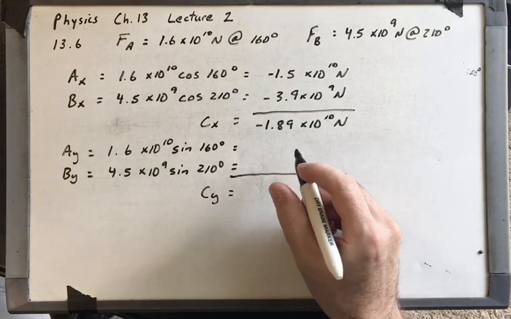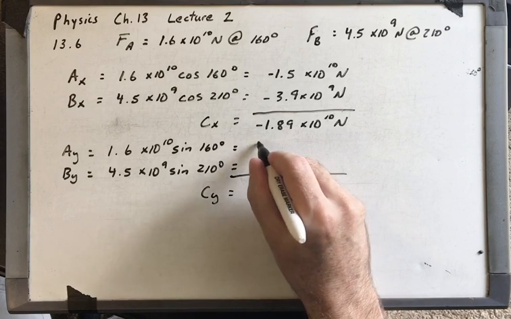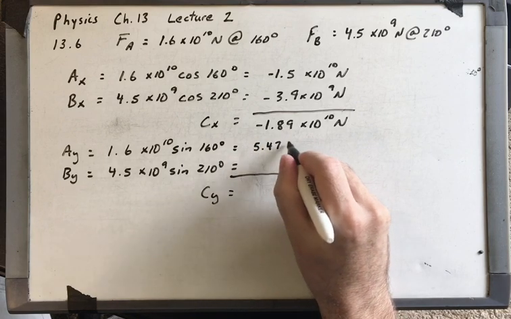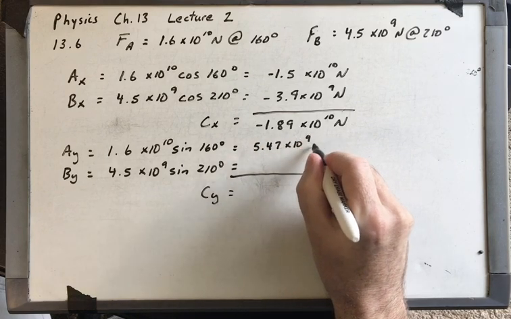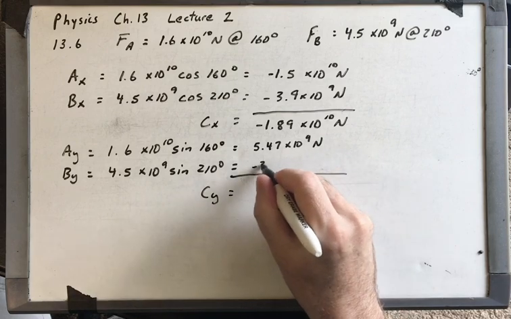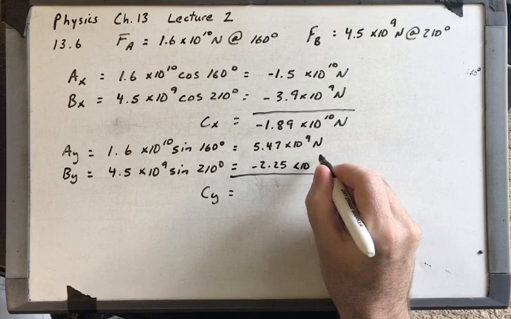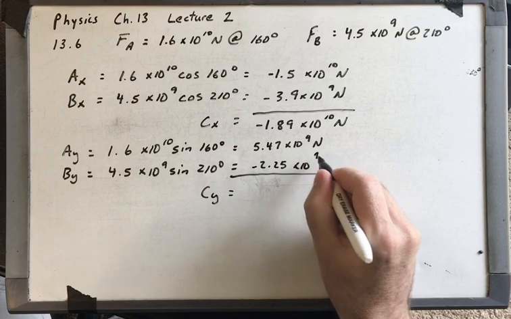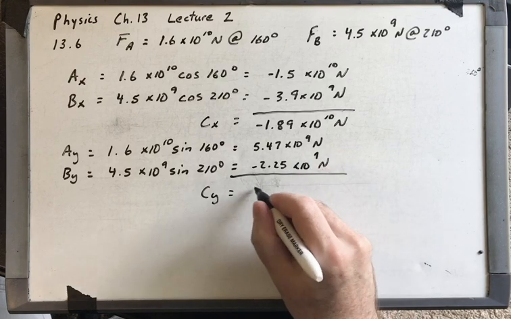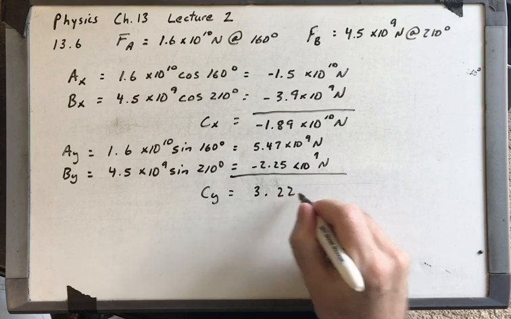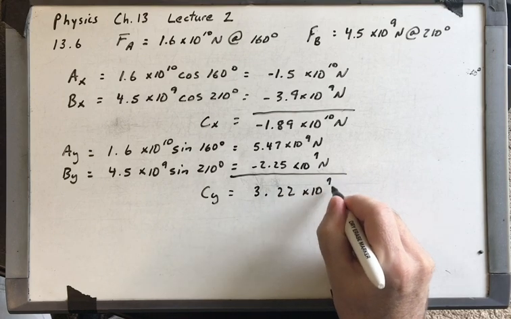Okay, those numbers are 5.47 times 10 to the 9th and negative 2.25 times 10 to the 9th. And adding those together, you get 3.22 times 10 to the 9th.